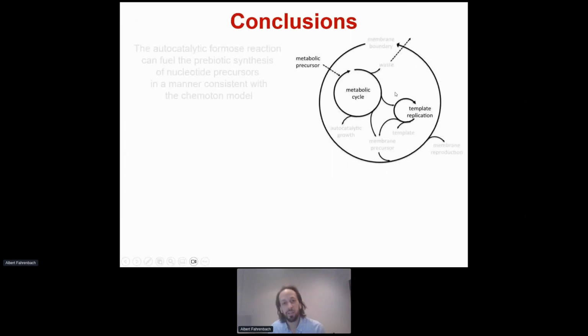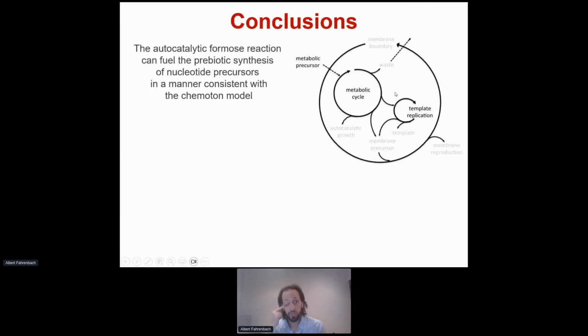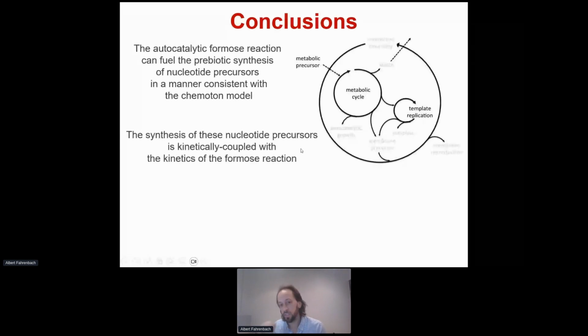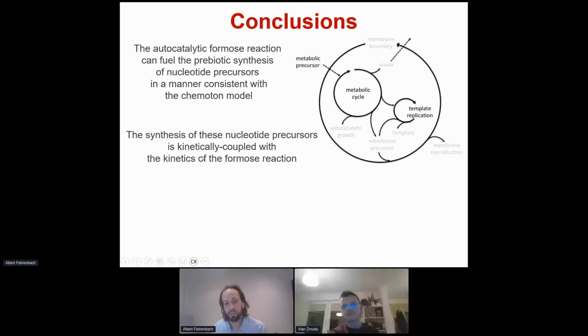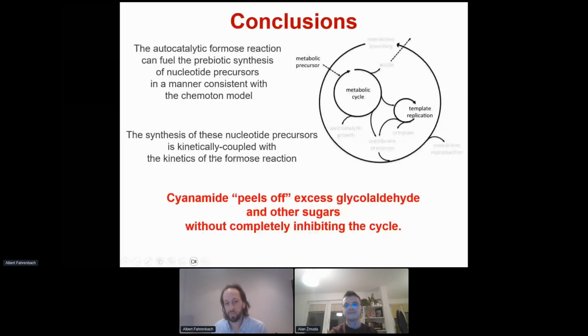Okay, so in conclusion, the autocatalytic formose reaction can fuel the prebiotic synthesis of these nucleotide precursors in a manner that is reasonably consistent with the chemoton. And the synthesis of these nucleotide precursors is kinetically coupled with the kinetics of the formose reaction. So this is really interesting for us because it has the potential for some interesting feedback capability. In other words, cyanamide peels off excess glycolaldehyde, but it doesn't actually disrupt the cycle. The cycle just keeps on going. It just slows it down initially, but it doesn't completely stop it.